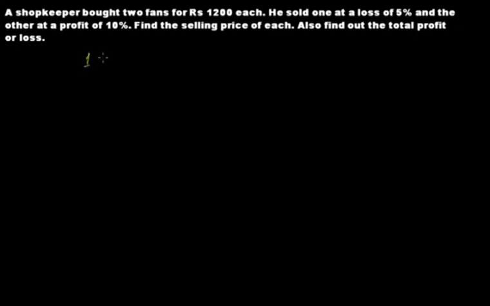Let this be fan 1, and this is the first fan, this is the second fan. So rupees 1200 and rupees 1200. Okay, he sold one at a loss of 5%. Let this one you sell at a loss of 5%.